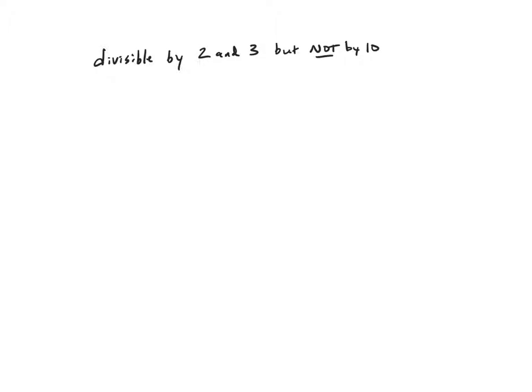In this next riddle, we've added a little twist. We want to find a number that's divisible by both 2 and 3, but not by 10. Now, this seems complicated, but it really just means that the last digit cannot be a 0 because any numbers that are divisible by 10 end in a 0. So to be divisible by 2, it must end in a 2, 4, 6, 8, or 0, but we know it cannot be 0.